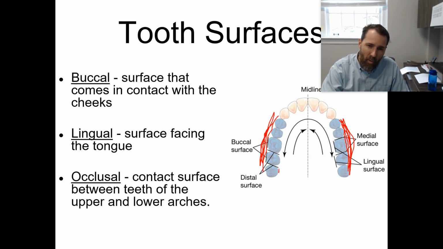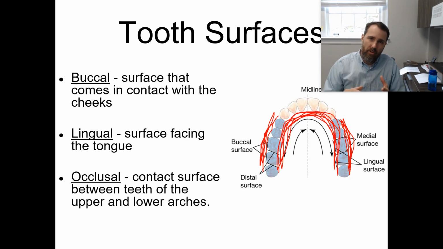That surface of your teeth that comes into contact with your tongue, so on the inside of your dental arch, that's the lingual surface of your teeth. And the occlusal surface of the teeth of your dental arches are those parts of your teeth that come together. So if I stuck my finger in and I bit it, I'm experiencing the occlusal surfaces of both my upper and lower dental arch crushing my finger.